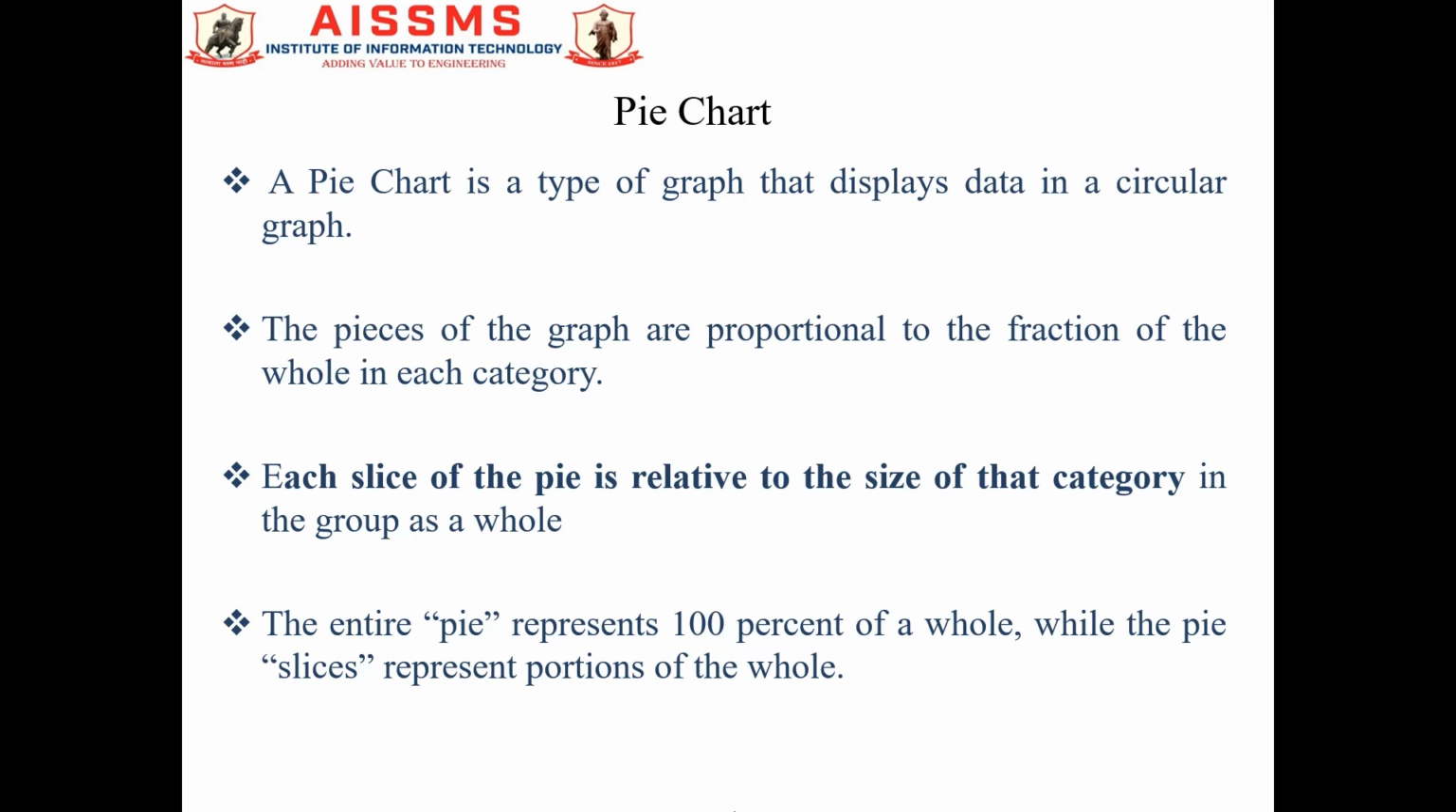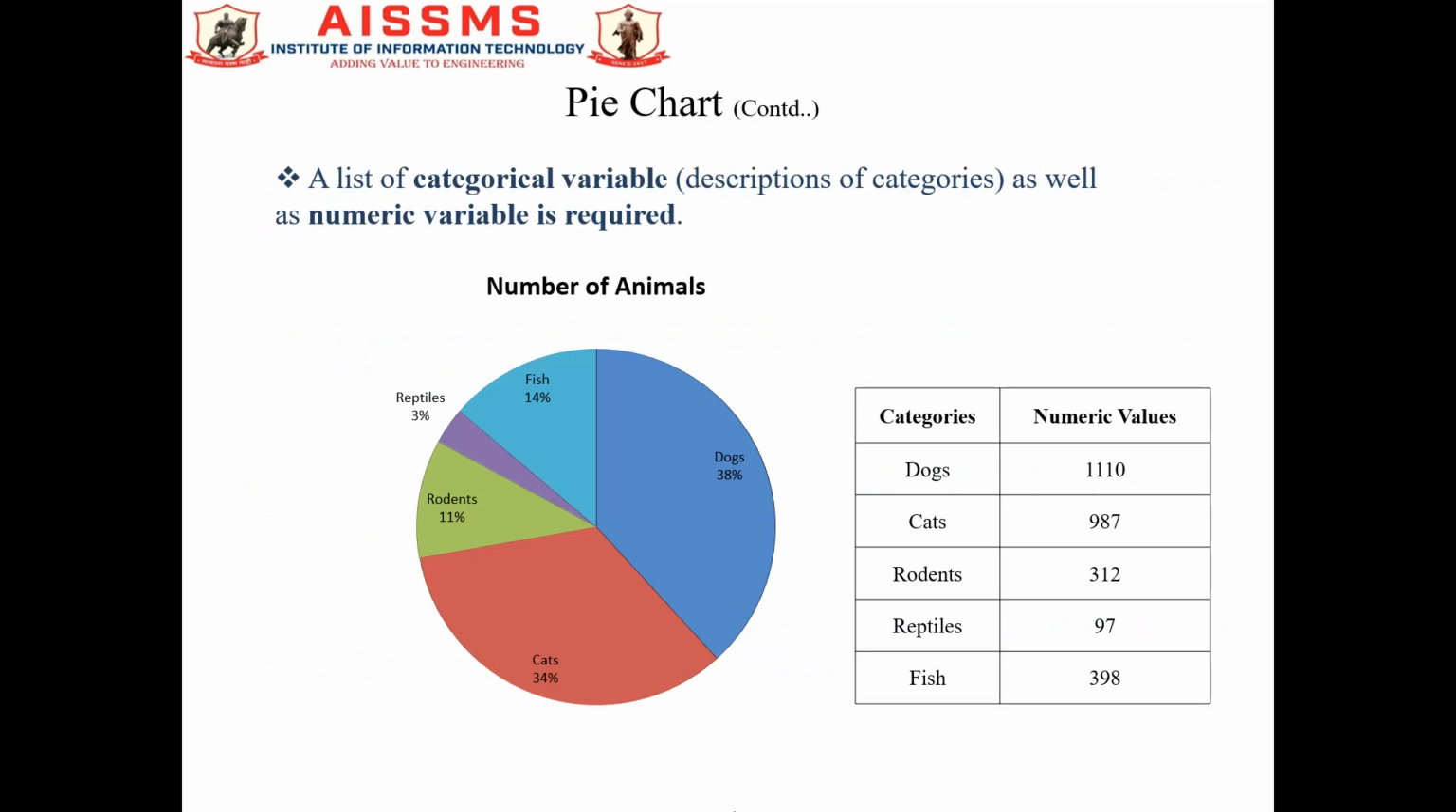Then comes the pie chart. Pie chart is also a type of graph that displays data in a circular graph. The pieces of a graph are proportional to the fraction of the whole in each category. Each slice of a pie is relative to the size of that category in the group as a whole, and the entire pie represents 100% of a whole, while the pie slices represents the portion of a whole.